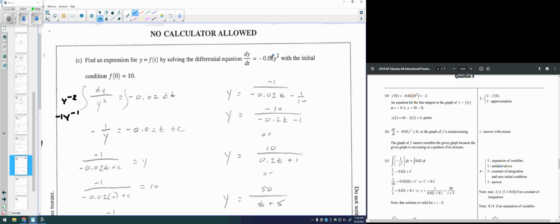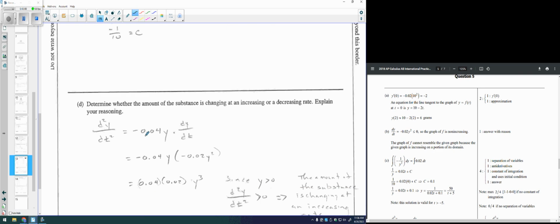So I need the derivative of the derivative. I bring the 2, multiply it by this, decrease the exponent by 1, times the derivative of y with respect to t. So I have negative 0.04y times dy/dt. Well, dy/dt is negative 0.02 y squared. I didn't actually multiply them, but the whole point here is these negatives go away, and it should be 0.00008 y cubed.